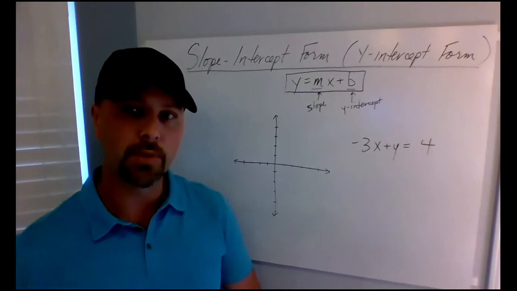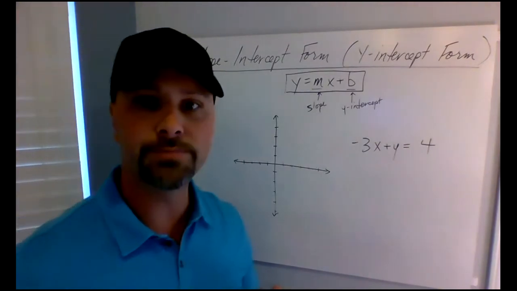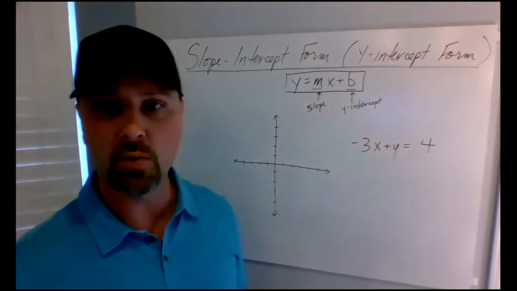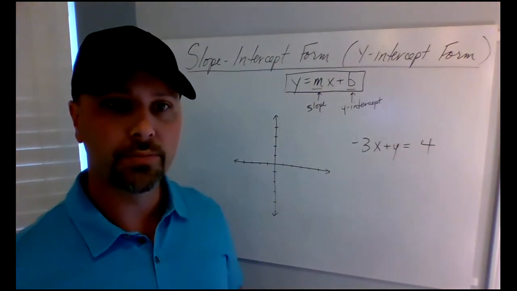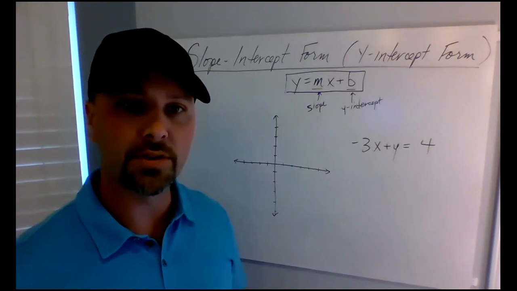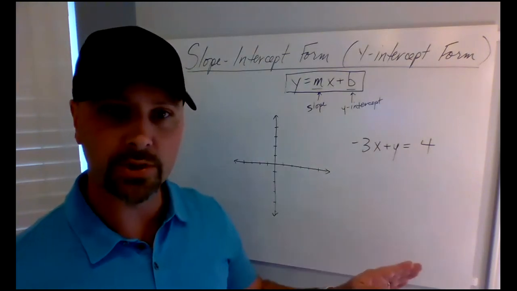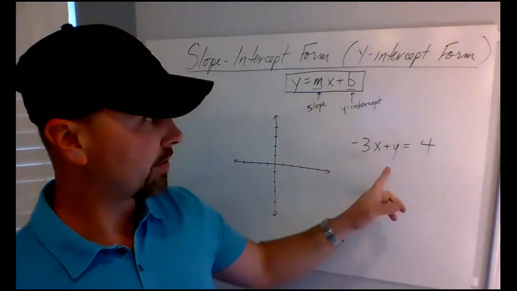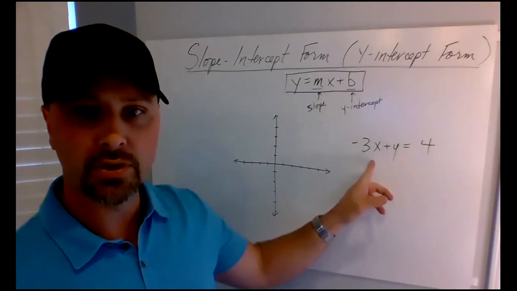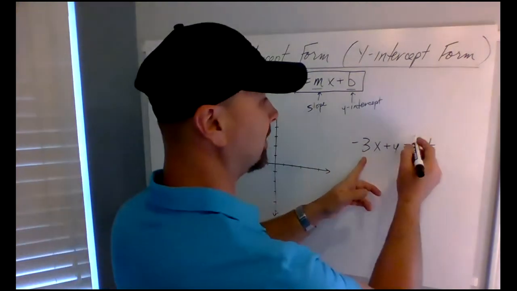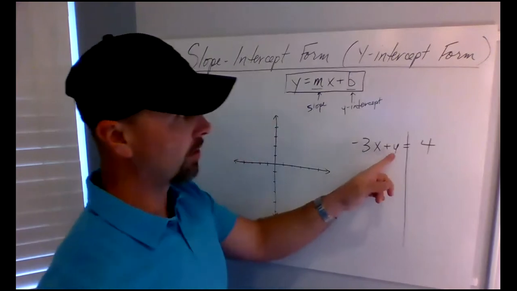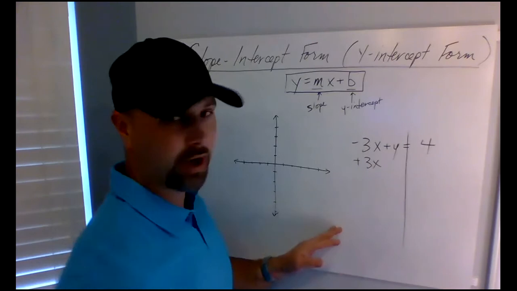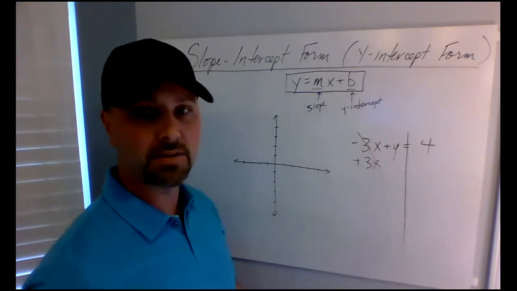Okay, so here we are. I wanted you to try one on your own. The equation is negative 3x plus y equals 4. We're learning how to turn that into slope-intercept form and going from slope-intercept form to the graph pretty easily, okay? So slope-intercept form means y is alone, so I need to get rid of this minus 3x. So how do I get rid of minus 3x? I add 3x. That eliminates.